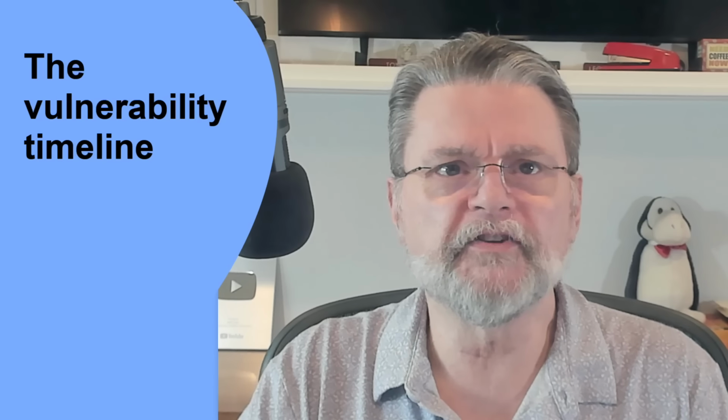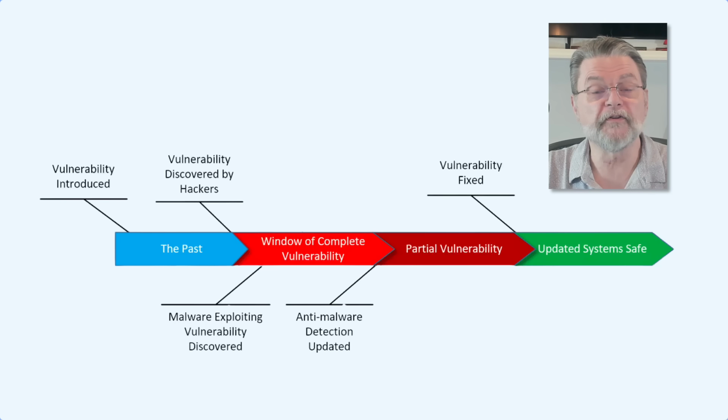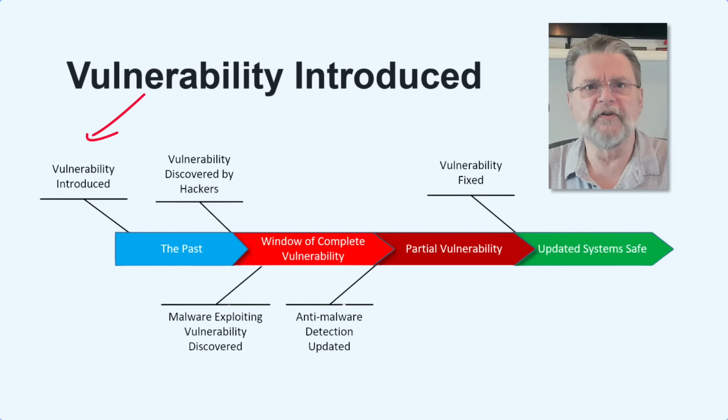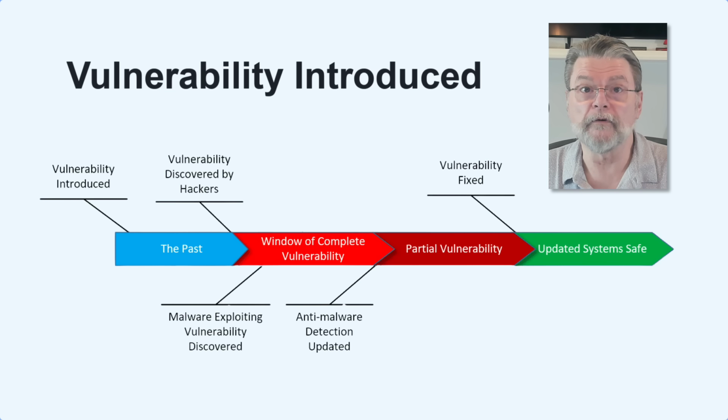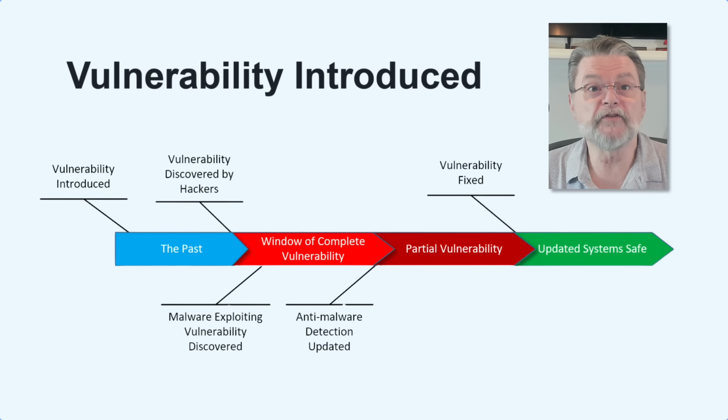Let's look at that timeline just a little bit more closely. There are several stages. Vulnerability introduced. Almost all vulnerabilities are born of a simple programming error or oversight. Amazingly, it's often something that could have happened years ago. If no one knows about it, no one knows to exploit it, and no one knows it needs to be fixed, so it remains completely benign.